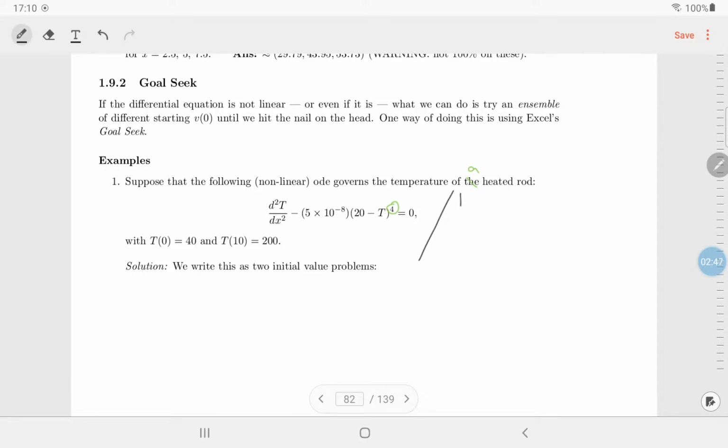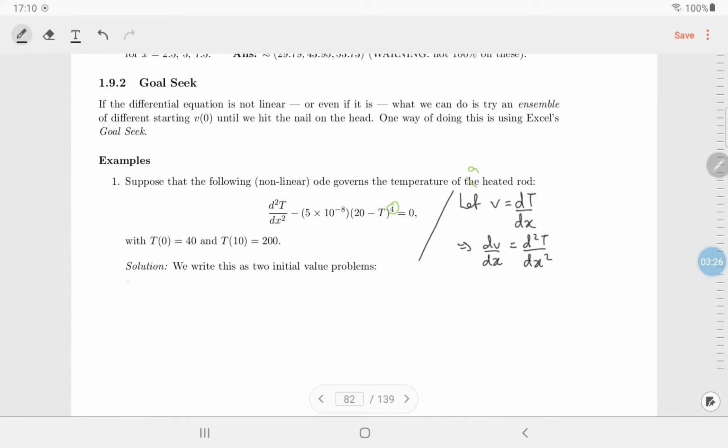So let v equal the first derivative. Now that's some kind of a temperature gradient. What it represents is the rate of change, like a temperature gradient. Therefore, if we differentiate both sides, dv/dx is equal to the second derivative of temperature. And that means if I add this second term, with the 5 by 10 to the minus 8 and the 20 minus temperature to the power of 4, to both sides, I have an initial value problem.